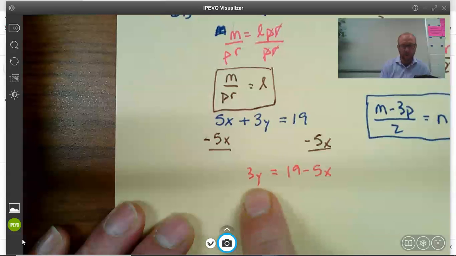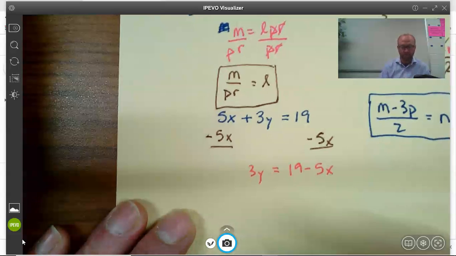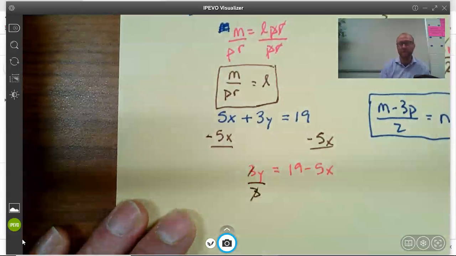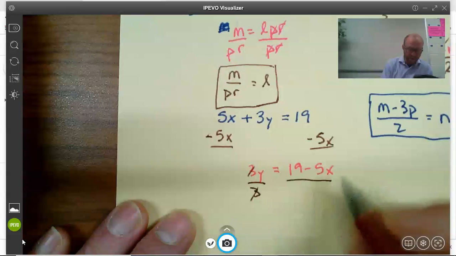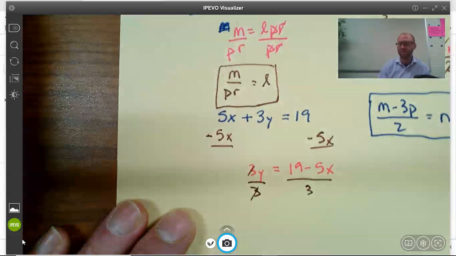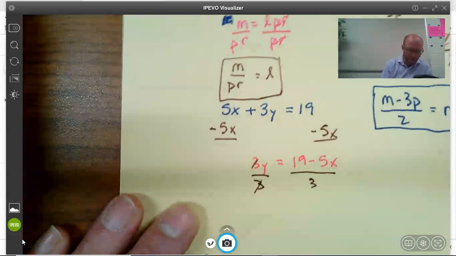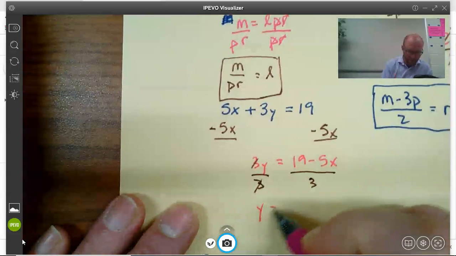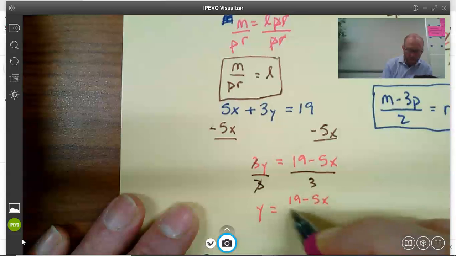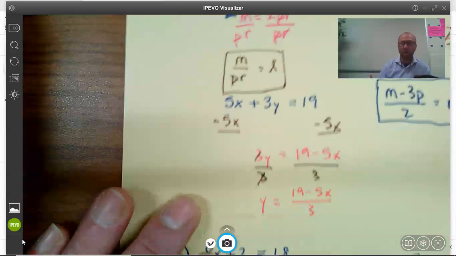Now I don't want 3y over here, I just want the y all by itself. So I will just divide by 3 so that the two 3's cancel. And then on this side, we'll have all this stuff over 3. So now I have y equals 19 minus 5x over 3.